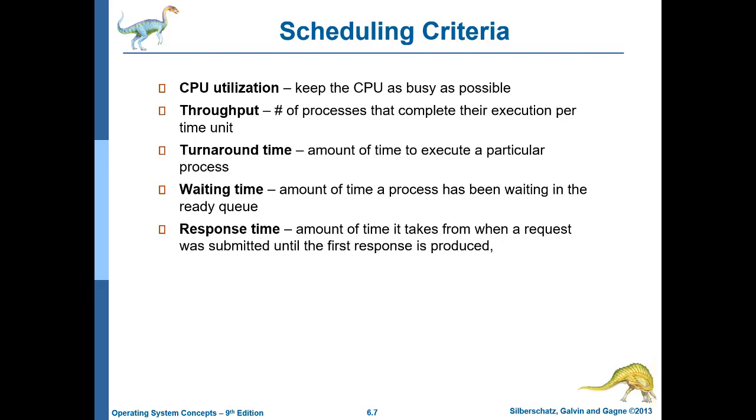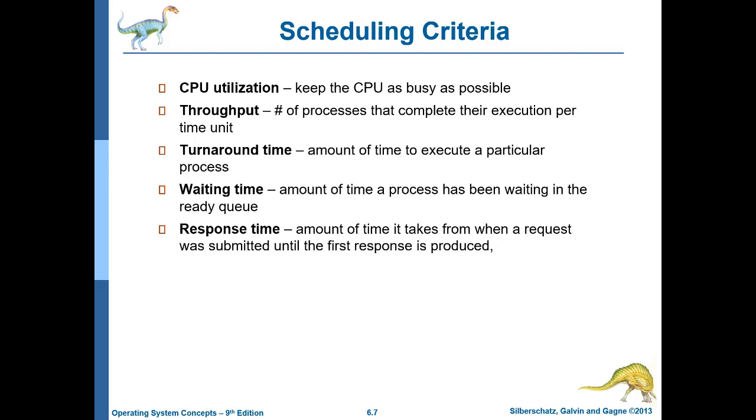CPU utilization means keeping the CPU as busy as possible, and throughput means how many processes complete their execution in some unit time, for example in 1 second or in 5 milliseconds. The more processes complete their execution in the unit time, the better the algorithm is. Turnaround time is the time to execute a particular process on the CPU overall, from start until the end.